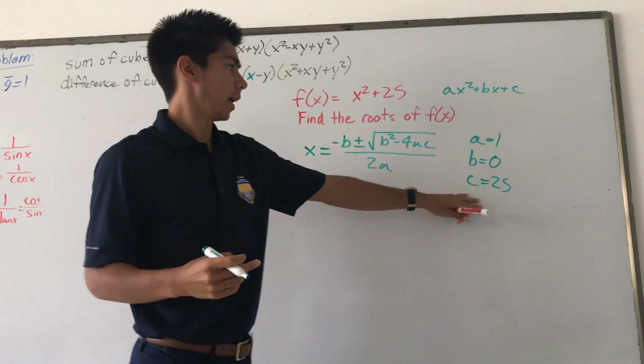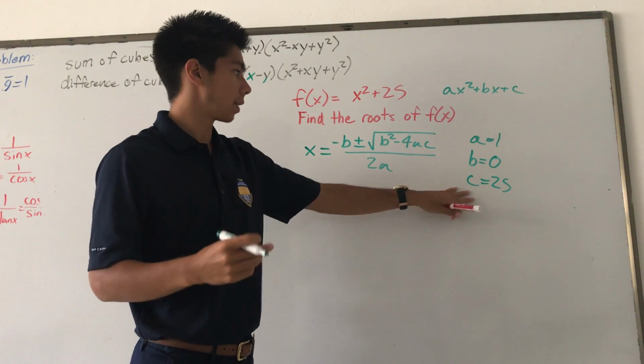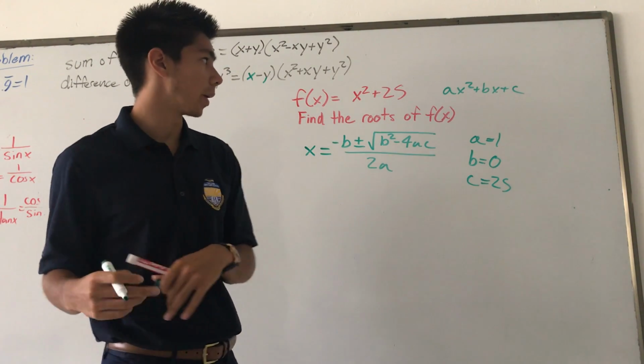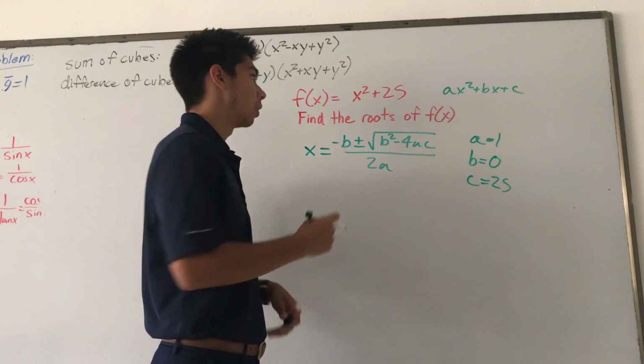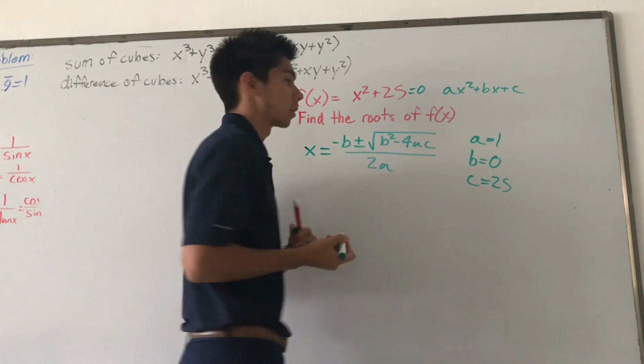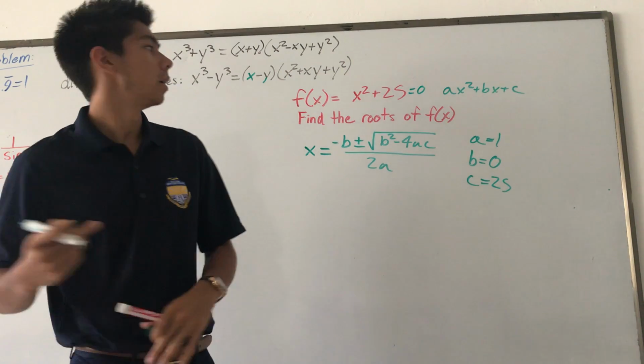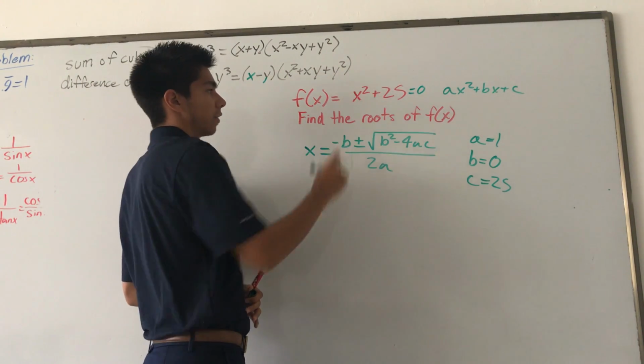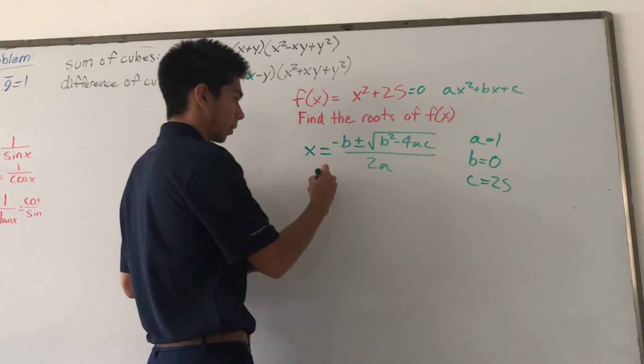Okay, so now we can plug everything into our quadratic formula. Remember that when we do this, we are technically setting this equal to 0, because we are trying to figure out the x's that cause this function to equal 0. So I'm going to continue now.